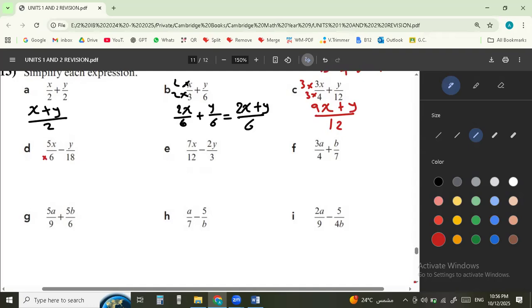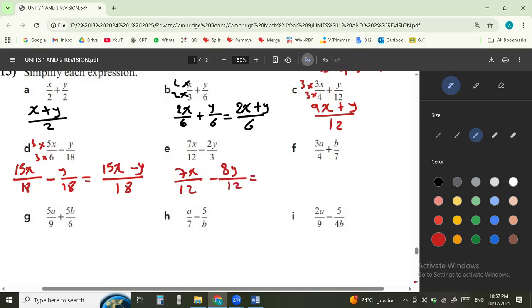Here you multiply by 3, and here by 3. So it becomes 15x over 18 minus y over 18. Now I made the denominators the same. 18, here is 15x minus y. Times 4, times 4. So it becomes here 7x over 12 as it is, minus 8y over 12. So it is 7x minus 8y over 12.